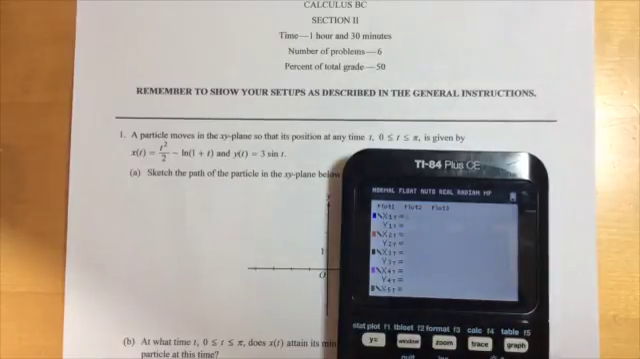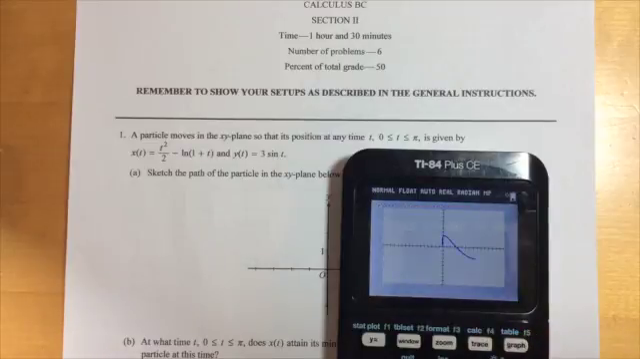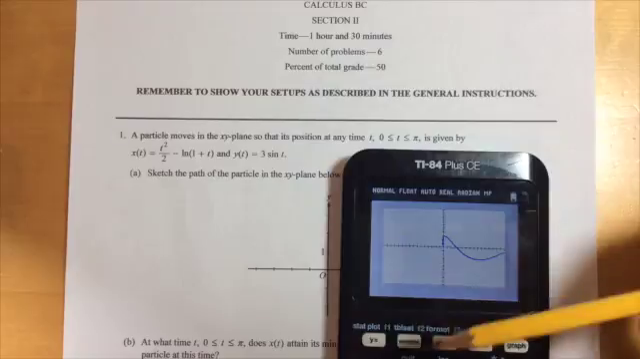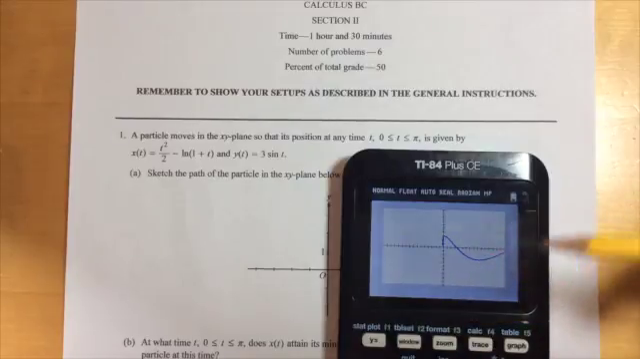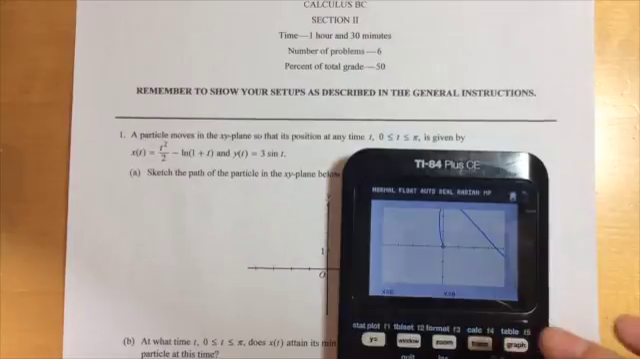So t squared divided by 2 minus the natural log of 1 plus t would be x, and then y is 3 times sine of t. And then we can graph this, and this is what the graph is going to look like. So if we want a more detailed picture of the graph, we can zoom in.